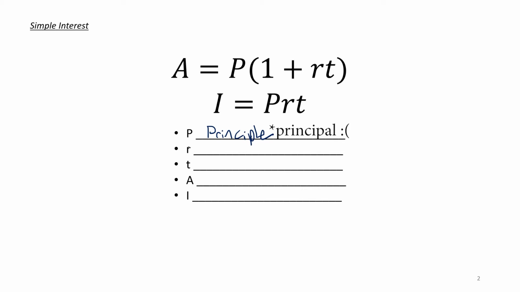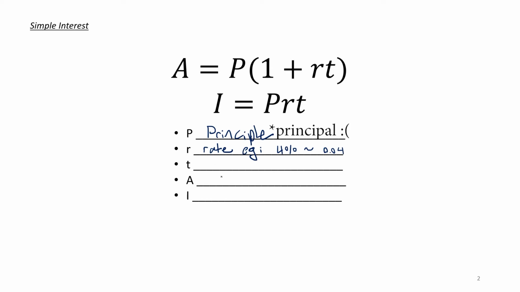R is the interest rate, which is almost always going to be per annum, or the annual interest rate. So this is rate. And that'll be something like 4%. And in this equation, if it were 4%, then you would actually write 0.04. If you accidentally put a 4, you're going to have a really big problem and not get the question right.